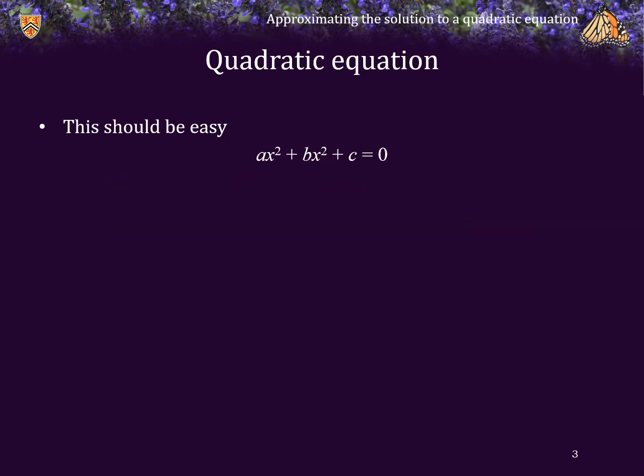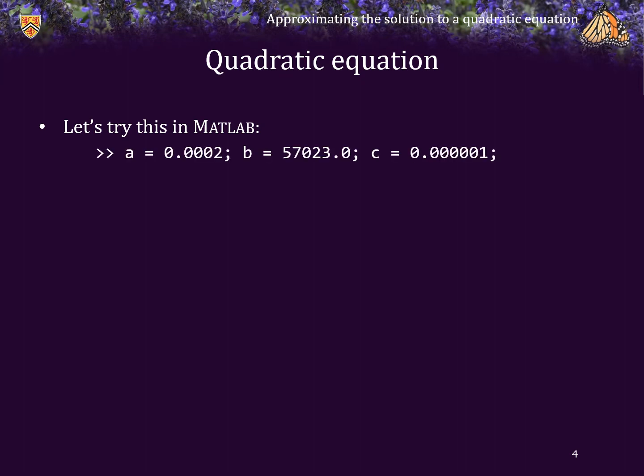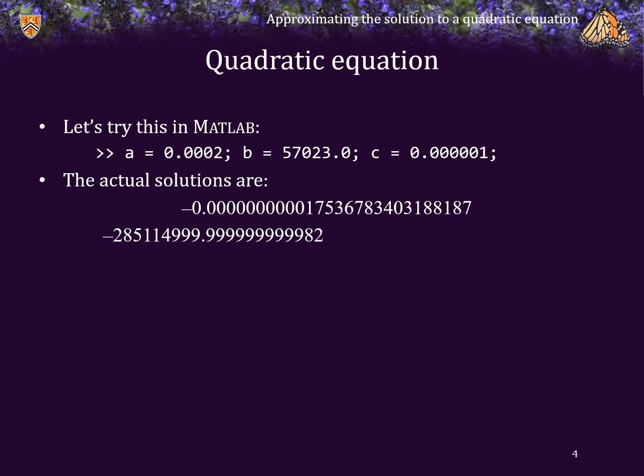All right, you should think, this is easy. Here's the quadratic equation. And of course, you know what the roots are. Let's try this in MATLAB. So suppose we have the polynomial 0.0002 times x squared plus 57,023 times x plus 0.000001. Now, these are the two actual roots to the number of displayed decimal places.